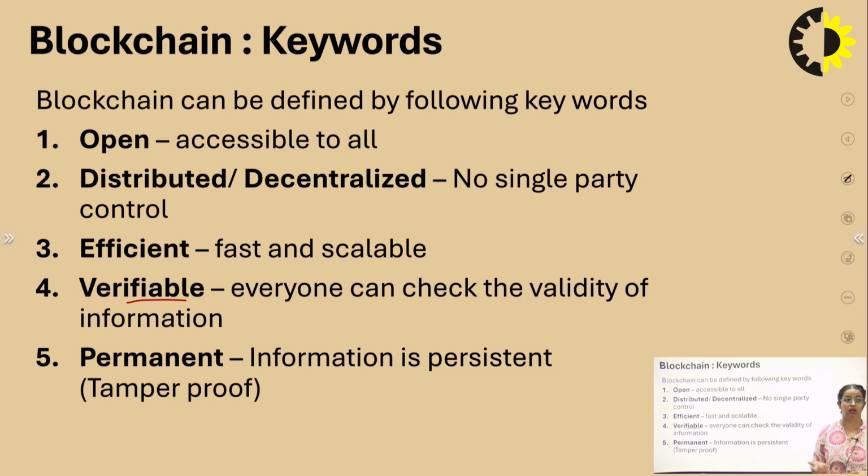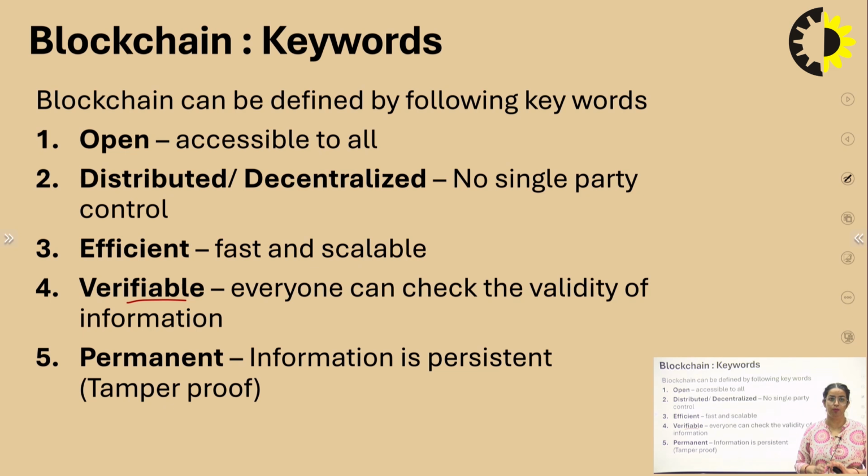The last one is permanent. I have told you earlier that it follows the immutable property. Once your data is added to the blockchain network, it cannot be altered by anyone. That's why you can say it is permanent data storage.